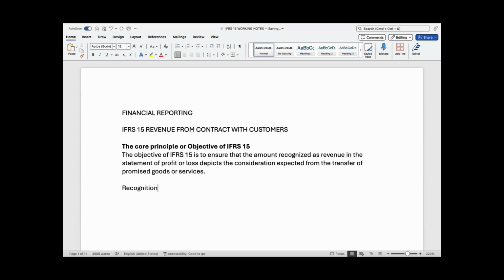Now, the second thing is recognition and measurement of revenue. Revenue is recognized and measured using a 5-step model. And this 5-step model is: step 1 talks about identify the contracts with a customer.